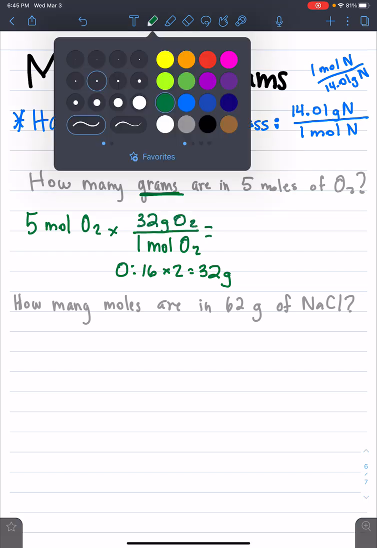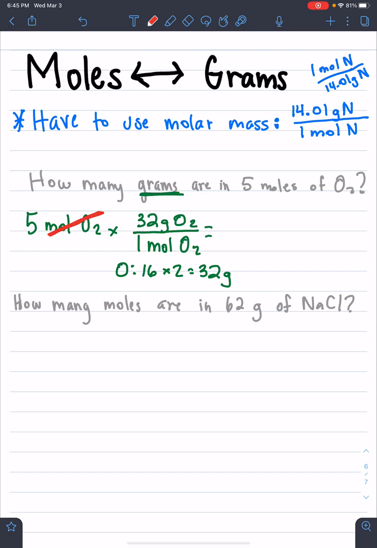Now if we do our canceling out, we see these moles cancel out top and bottom. Our unit is grams of O2 that we're left with, which is lucky for us because that's what we want. Now we just multiply across. Remember, just use your calculator. You don't need to do it in your head. When you do this, we're going to get 160 grams of oxygen. Alright, so that's one type of problem that I could give you.